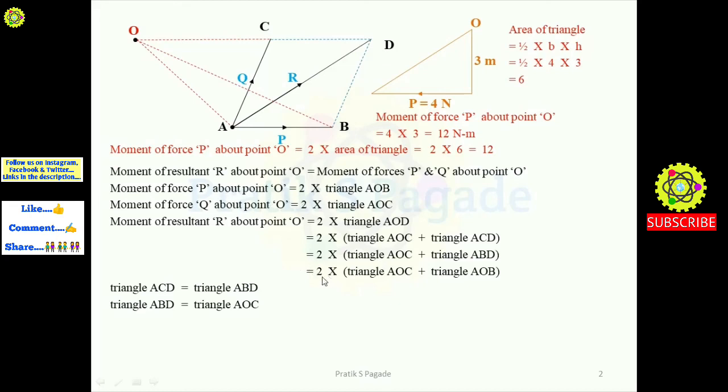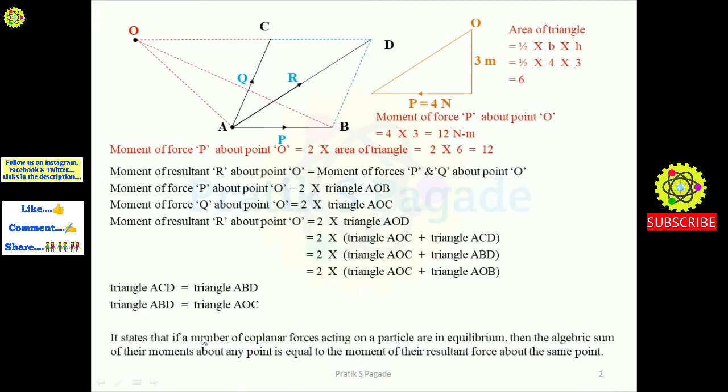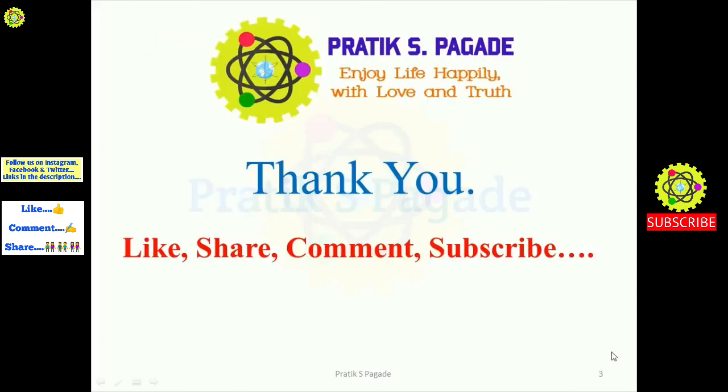So from this we got that the moment of resultant R about point O is equal to the moment of forces P and Q about point O. We have proved this statement here. So further now we will read the definition. Varignon's theorem states that if a number of coplanar forces acting on a particle are in equilibrium, then the algebraic sum of their moments about any point is equal to the moment of their resultant force about the same point. Okay, so students, in this video we have understood about Varignon's theorem.